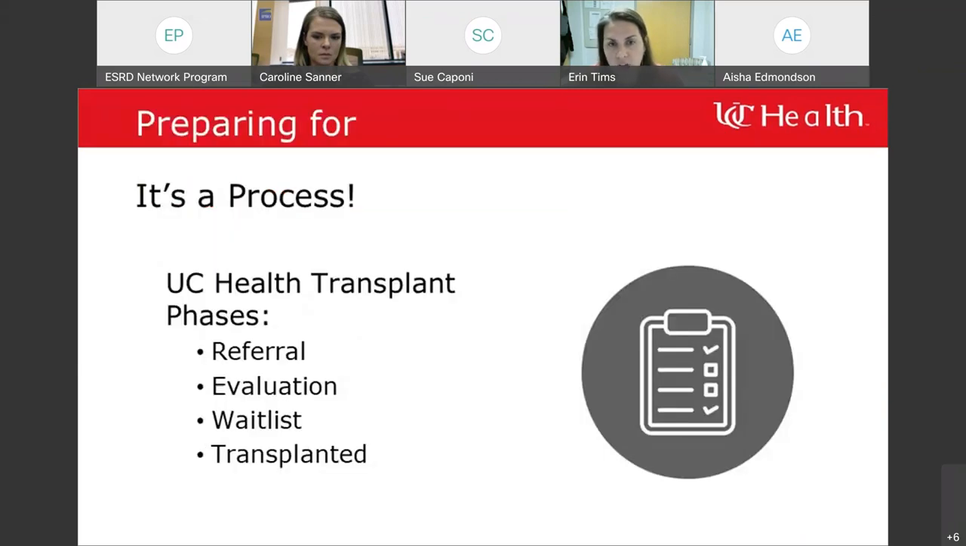All right, so when I talk with everybody, I always tell them that this whole thing is a process. It's not a sprint, it's a marathon. So we're going to go through each phase, as we call it here at UC. I know that's another problem that we have, that dialysis units and their software call them different phases, but this is what we call them here at UC. So we're going to start and go through referral, evaluation, waitlist, and then obviously transplanted. Next, please.